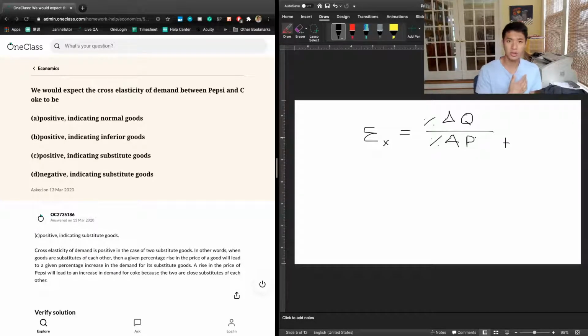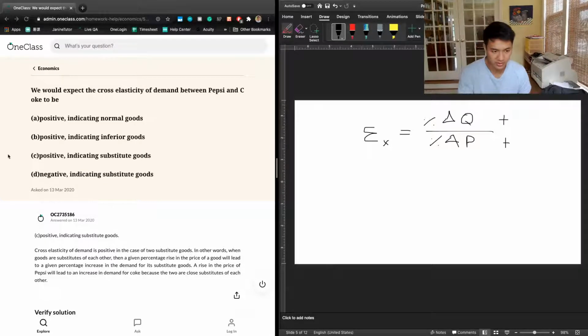And so the demand curve for Coke is going to shift to the right, and we're going to see a higher demand for Coke as a result of this increase in price for Pepsi. And so the percentage change in quantity is going to go up as well for the Coke market, and so this is also positive, which tells us that we'll have a positive numerator and a positive denominator, and that gives us a positive cross-price elasticity of demand. And so we know that the elasticity of demand is going to be positive, and C is the right answer.